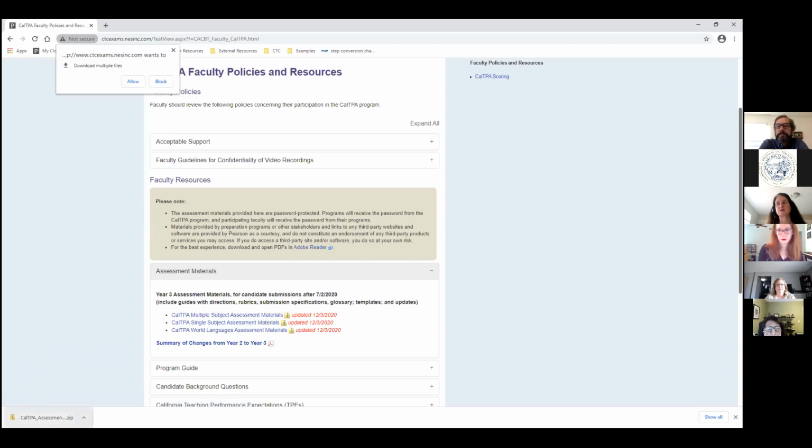So I have now downloaded the multiple subject zip file. I'm going to open that up. It opened on my other screen, so I'm going to drag it over. And here you can see the list of all the materials, the guide and all of the templates for cycle one and cycle two. And here at the bottom is the CalTPA updates document.